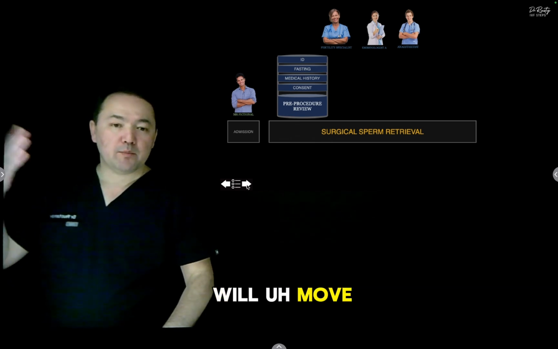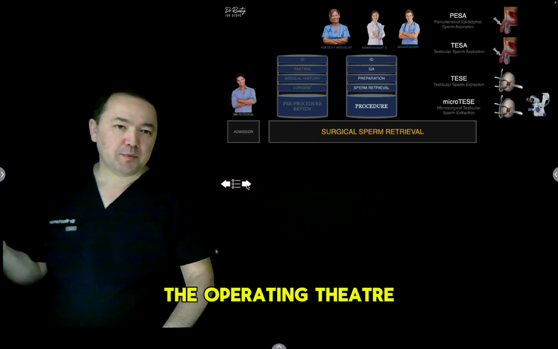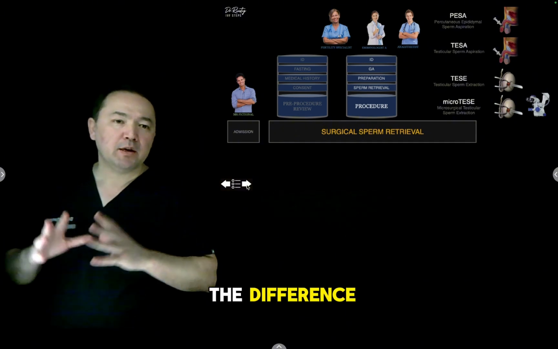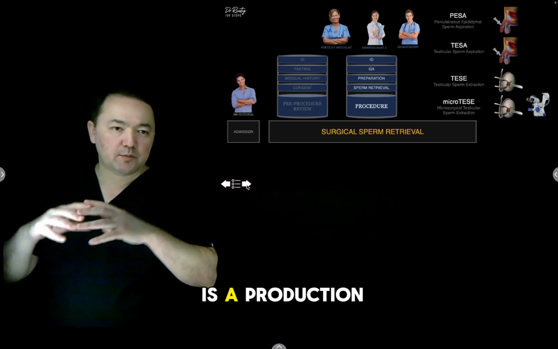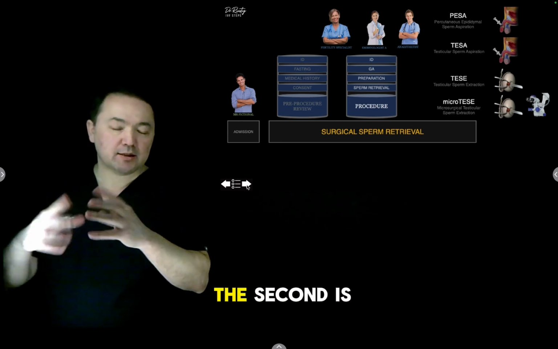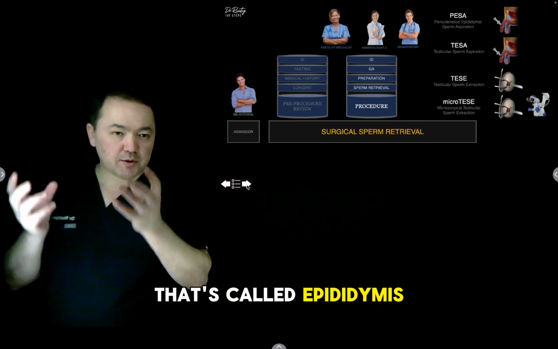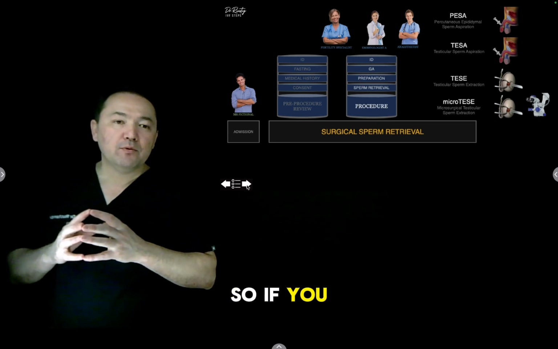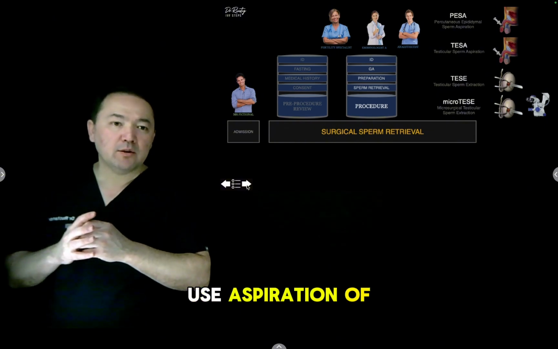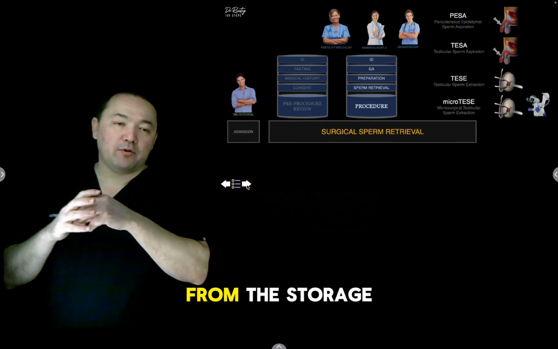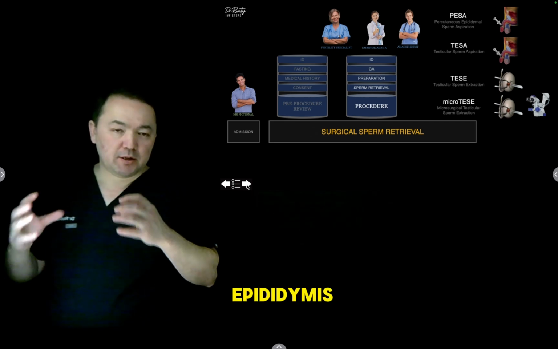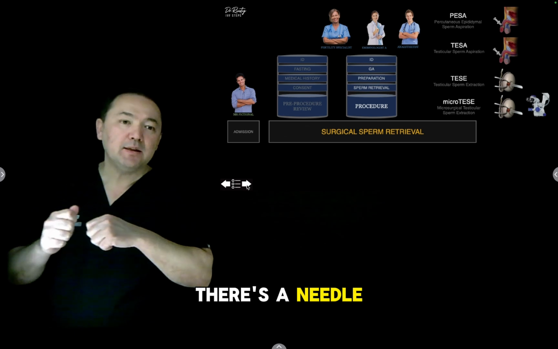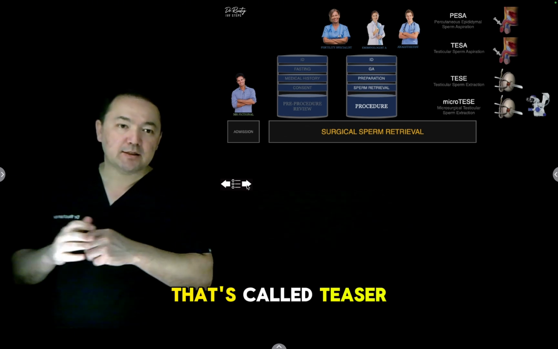Then you will move to the operating theater. Then you will have one of these 4 procedures. I will explain the difference. The testis has 2 units. One is a production unit, the actual testis, and the second is a storage unit. That's called the epididymis, where all the produced sperm gets stored. So if you use aspiration of the sperm with a needle from the storage unit, which is the epididymis, that's called PISA. If you do aspiration with a needle from the testis directly, that's called TISA.